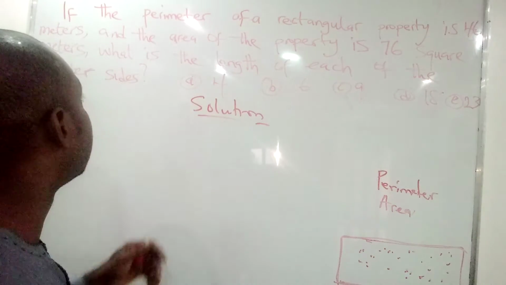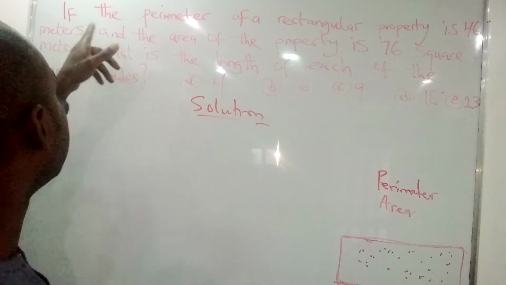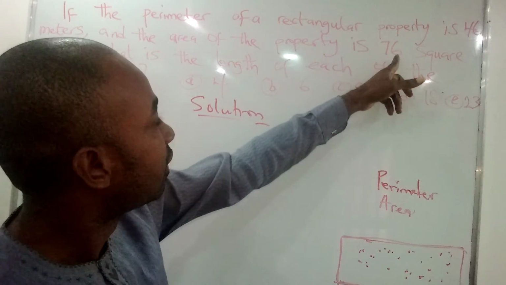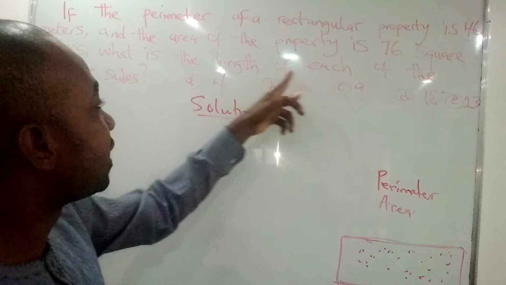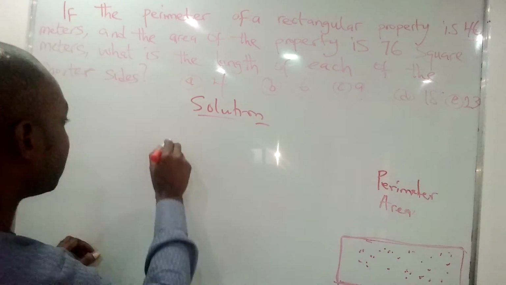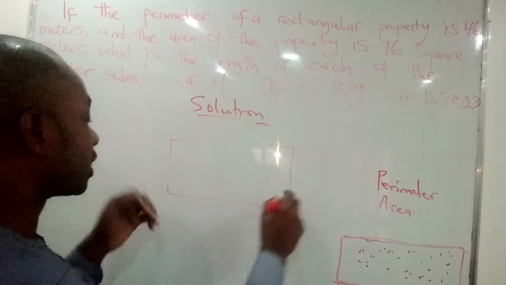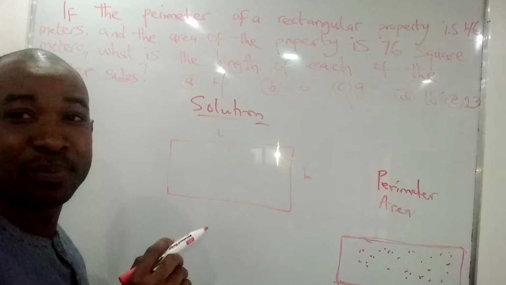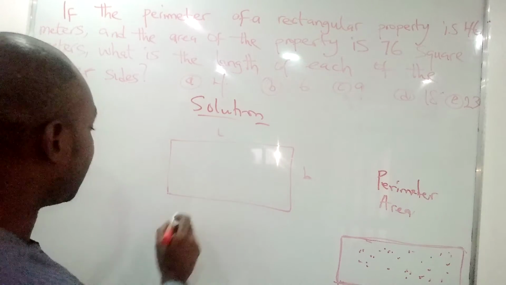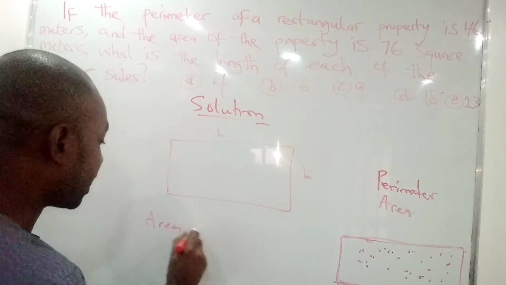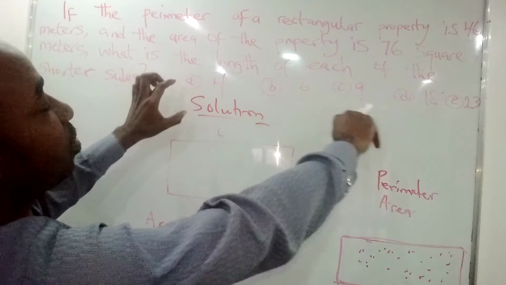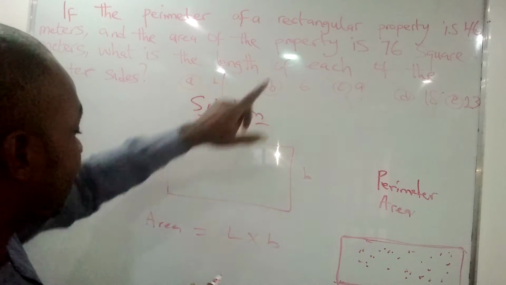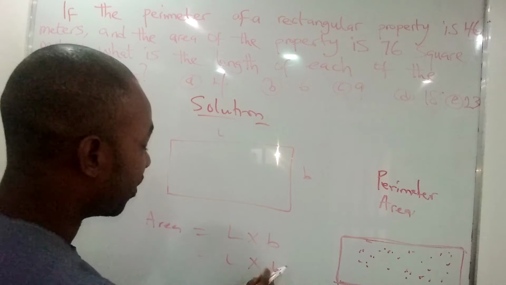So now let's go ahead and work this thing. The math is asking that if the perimeter of a rectangular property is 46 meters and the area of the property is 76 square meters, what is the length of each of the shorter sides? Here we have length and breadth. This math is simple but it can also be confusing. They've given us the area. What is the area of a rectangle? Area is length times breadth. They asked for the shorter side, and the shorter side is definitely breadth. So I want to take this option.